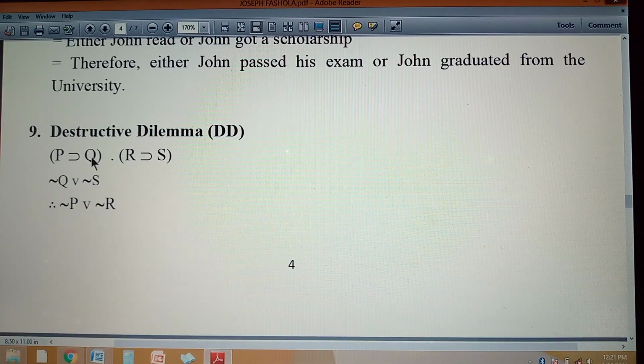And then we have destructive dilemma. DD, destructive dilemma, is still two conditional statements joined with a conjunction. But this time around, you must have another premise that is a disjunction of the negation of their consequents. It's different from constructive dilemma, which is a disjunction of their antecedents. And then you can infer as a conclusion a disjunction of the negation of their antecedents.